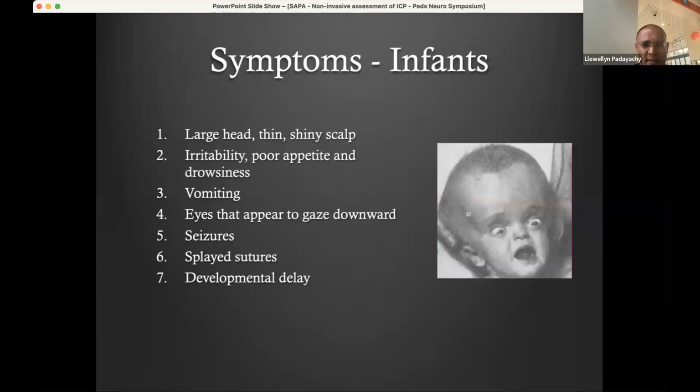The symptoms in kids: I think it's important, when one puts together an algorithm, to start right at the beginning. So what does the parent come in complaining of with the kid? These are the things: large head, thin shiny scalp, irritability, poor appetite, vomiting, upward gaze palsy, seizures, often splayed sutures, developmental delay. And it's often an interplay between these symptoms in some sort of concert. It's never just one or the other. So that's your first departure point.